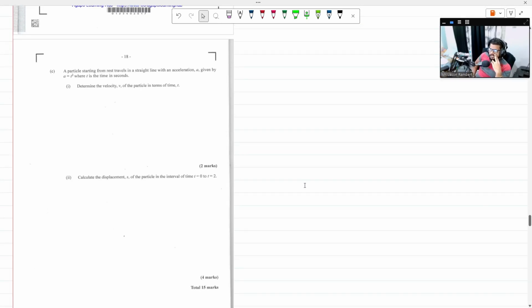A particle starting from rest travels in a straight line with an acceleration a, given by a is equal to t squared. And I'll remember my SUVAT. So I know how to integrate here, right? Determine the velocity of the particle. V is equal to the integral of a with respect to t. V is equal to the integral of t squared with respect to t. V is equal to t cubed over 3 plus c, where c is a constant.